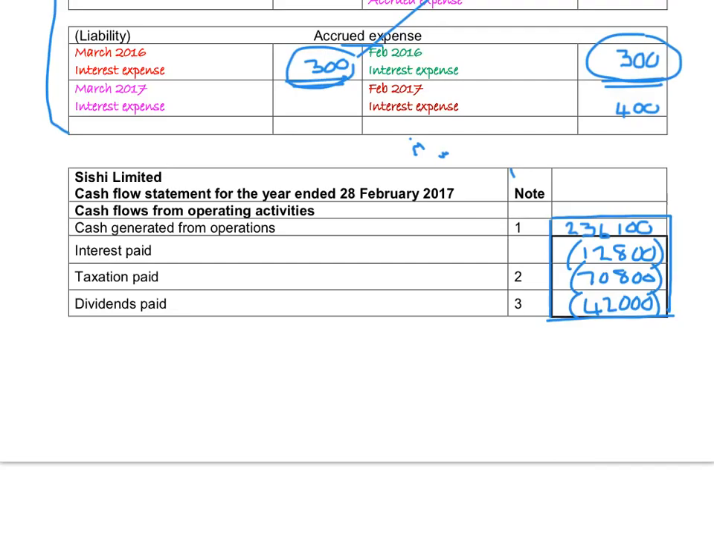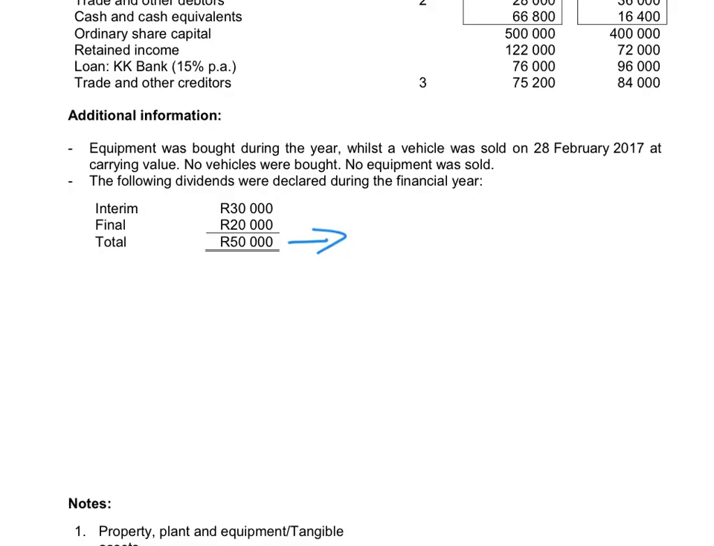The total inflow is 110,500 because the money that we received out of cash generated was more than the expenses that we paid. So we have a positive 110,500. Equipment was bought during the year, while a vehicle was sold at the end of the year at carrying value. There were no vehicles bought and no equipment was sold.